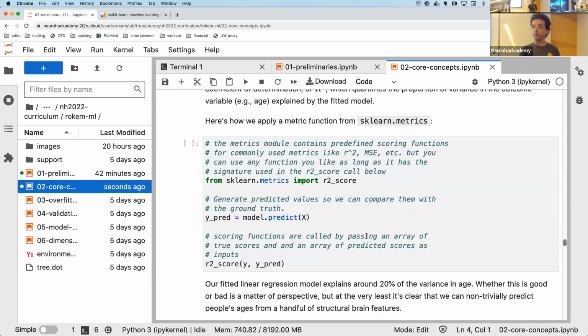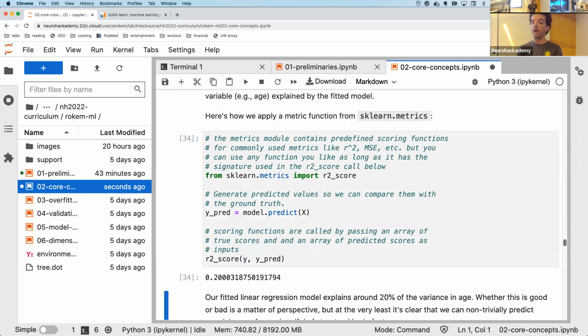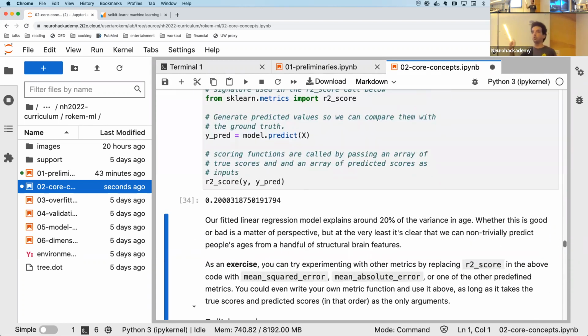Okay, so let's quantify performance. Scikit-Learn has a bunch of different metrics that you could apply here. Here's one, the coefficient of determination, or the R2 score. So again, we're going to predict Y from our model, and then we're going to compare the true Y to the predicted Y, and that'll give us some number, 0.2.